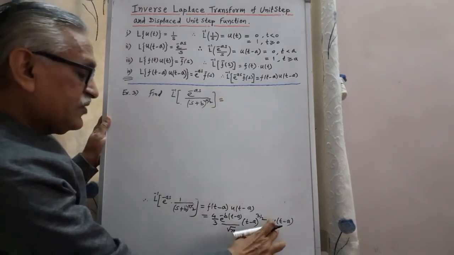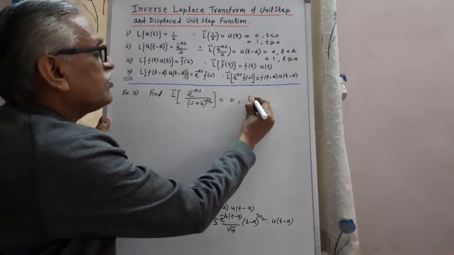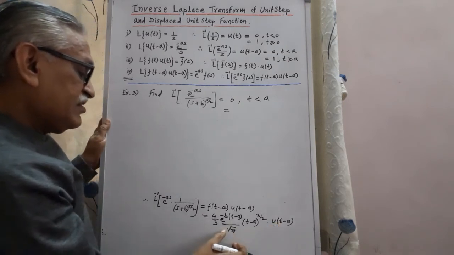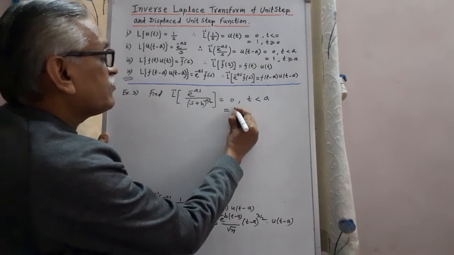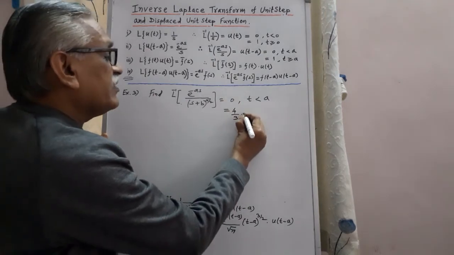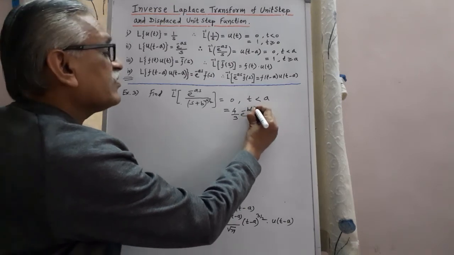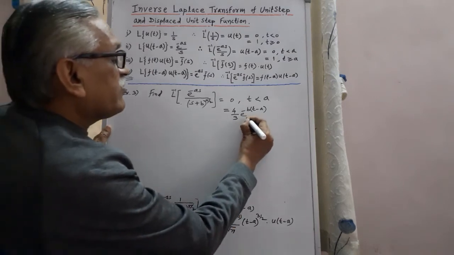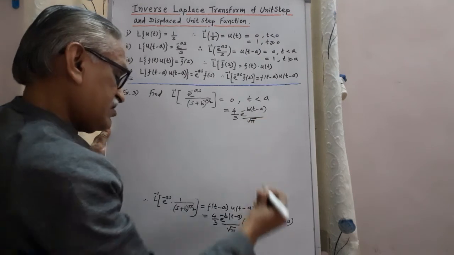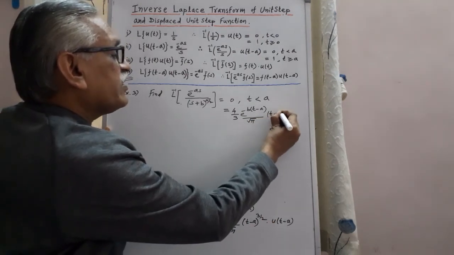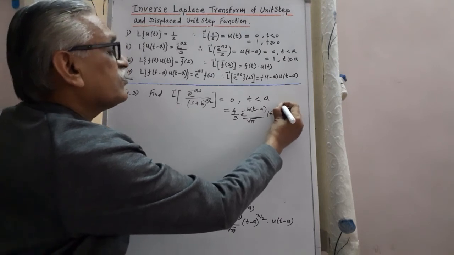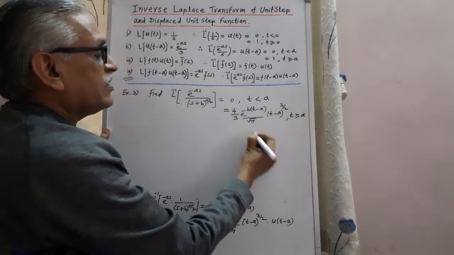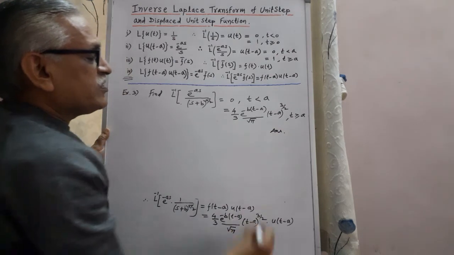The first value is 0, therefore this term becomes 0 for t less than a, and it is equals to, this value is 1, therefore that becomes 4 by 3 e raised to minus b times (t minus a) divided by root pi into (t minus a) raised to 3 by 2 for the condition t greater than or equals to a. And this is the required inverse Laplace or the required answer.